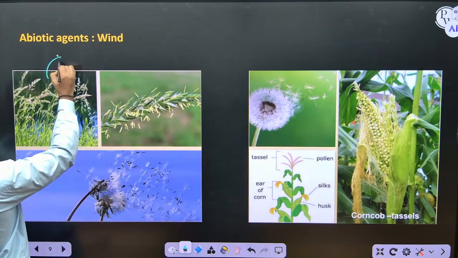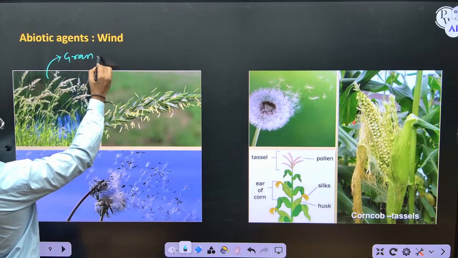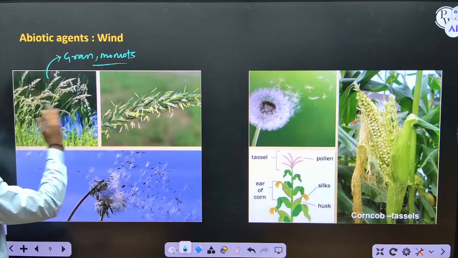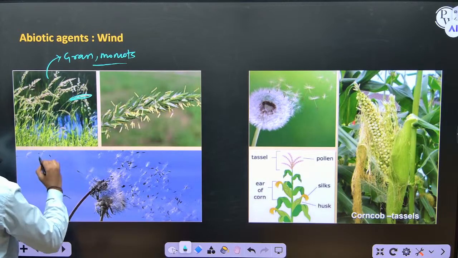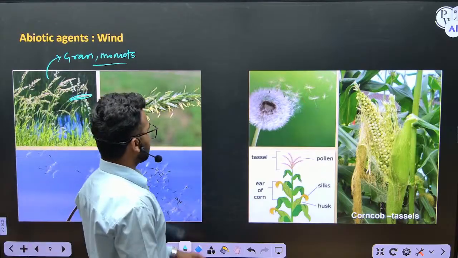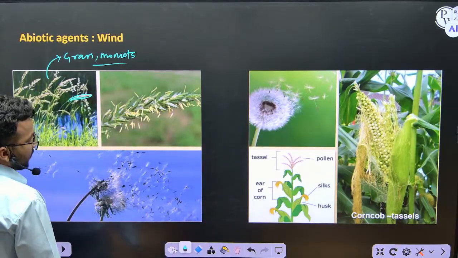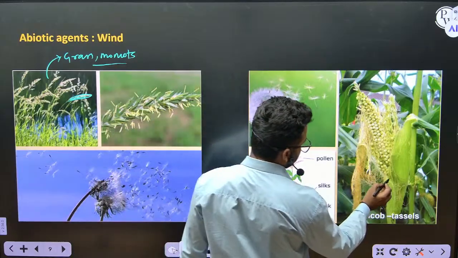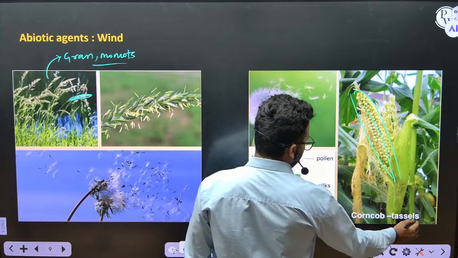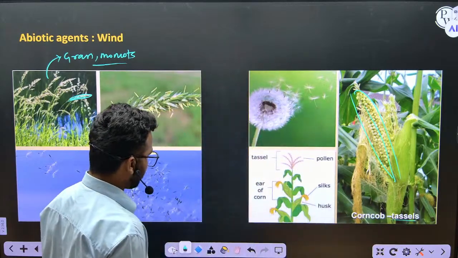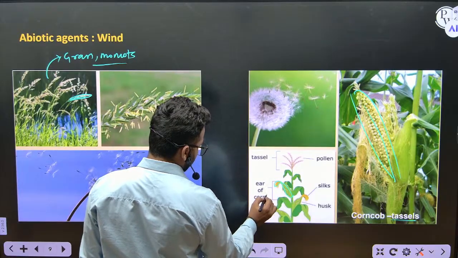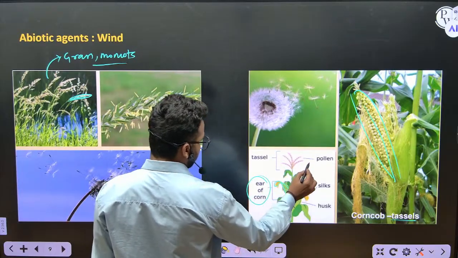So take an example like grass or monocot plants, where wind pollination will be taking place. You see, this is inflorescence, where the stigma or the stamens will be there. And here you can see corn cob and tassels. So tassels are now replaced with the word ear. So it is ear of corn, and these are pollens.